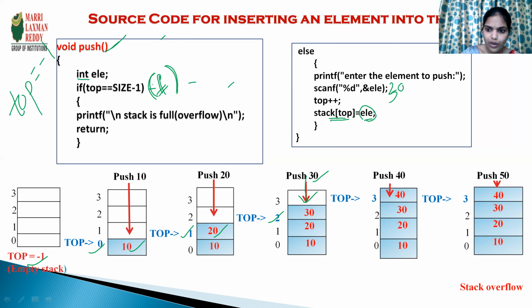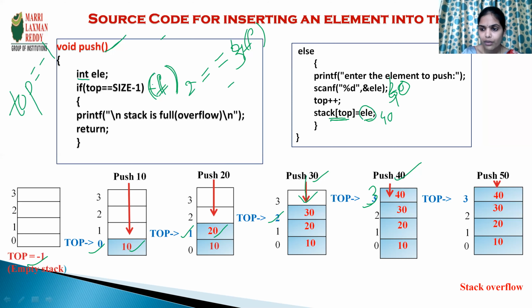Now again I'm performing push of 40. It means I'm checking whether top, which is now at 2, is equal to size 4. 2 is equal to 4? No, it is not 4. So this condition is false, and I'm going for the else statement. Here I'm reading the value 40. I'm incrementing the top. Top is going to the third position. At stack of 3, I'm inserting the 40 element. Here it is. Now stack is at position 3.